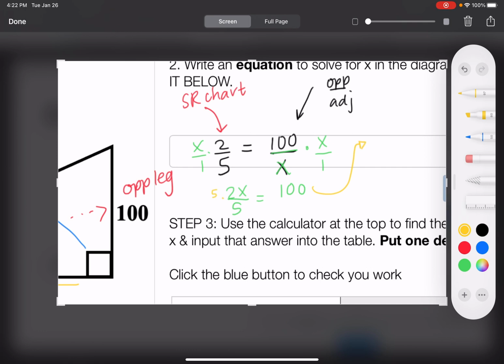Multiply by 5 on both sides to undo dividing by 5. 2x equals 500, and our last step, divide by 2. So x equals 250. So that's another example of how we can use slope ratio.